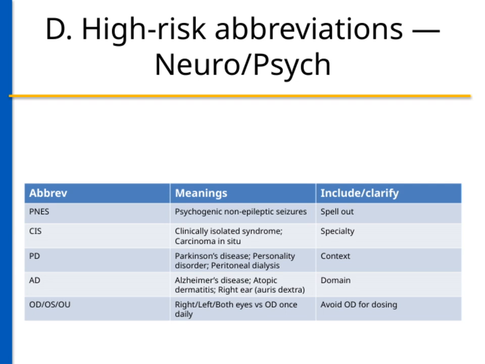Now for OD, OS, and OU. These relate to the eyes. OD is the right eye, OS the left eye, and OU both eyes. Also, avoid using OD alone when specifying dosing. Instead, write out the full instruction to prevent confusion, especially with once-daily dosing.